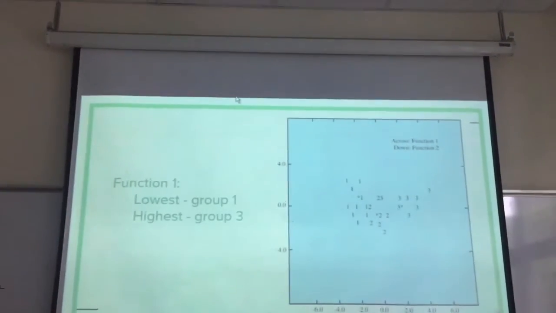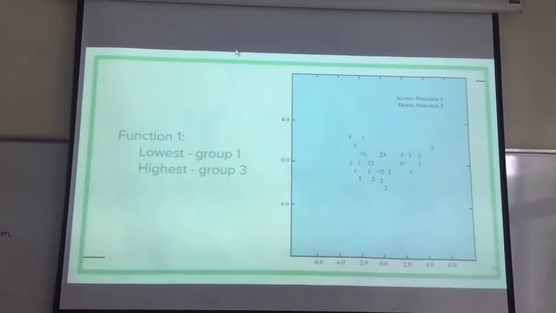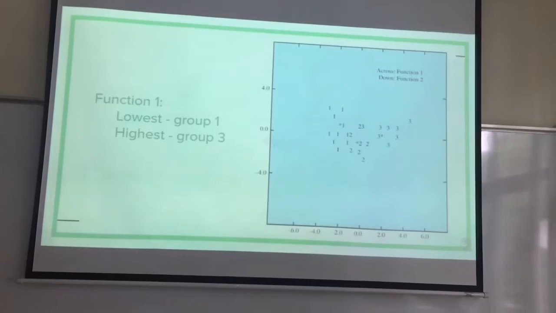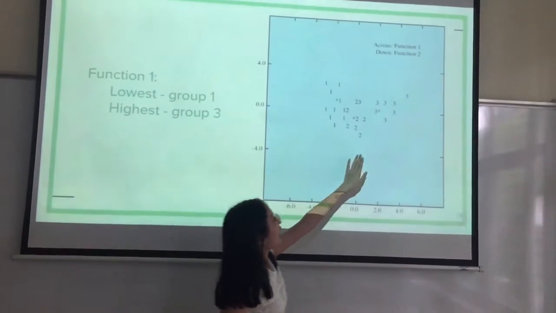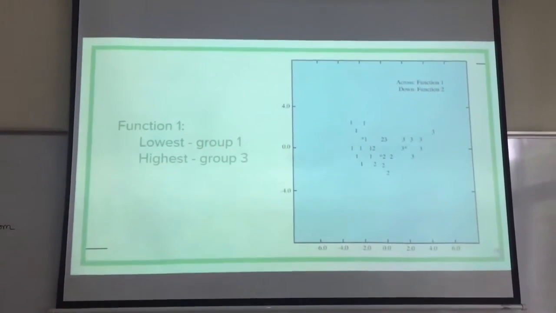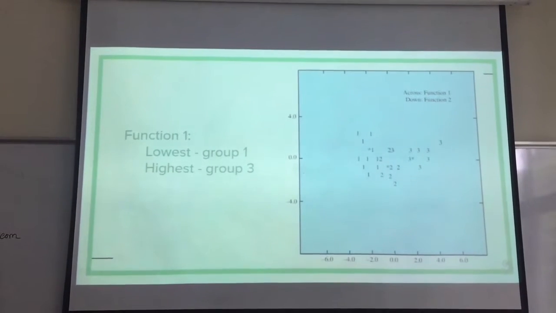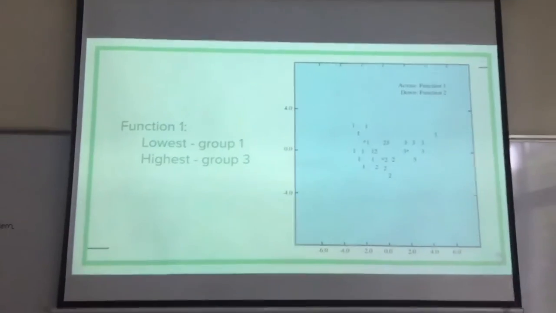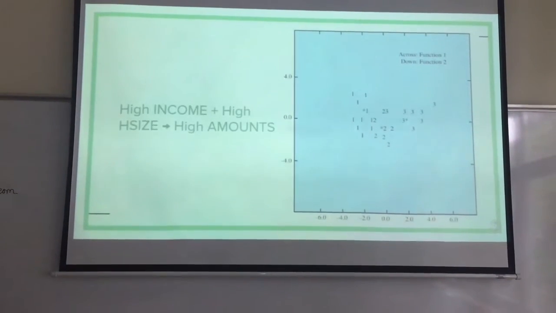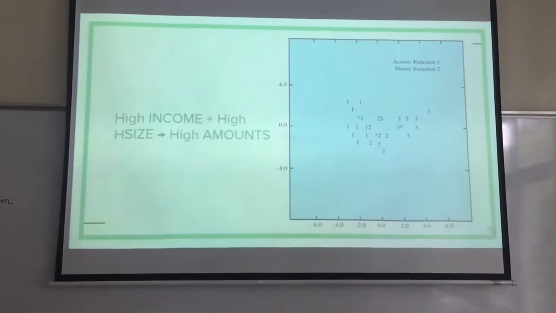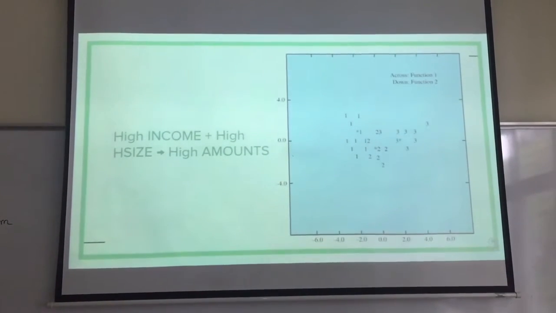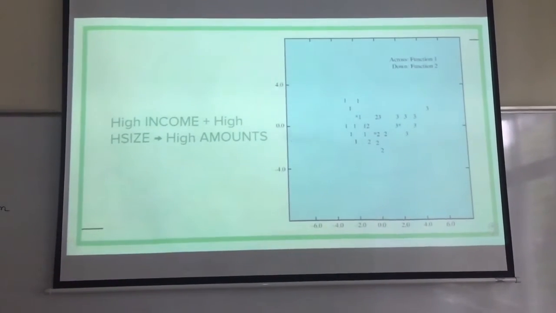And this figure is a scattergram plot of all the groups on function 1 and 2. And it can be seen that group 3 has the highest value. Group 3 is here. Group 3 has the highest value, while group 1 has the lowest value. And because function 1 is primarily associated with income and household size, those with higher incomes and higher household size are likely to spend larger amounts of money on vacation, and vice versa. This interpretation is further strengthened by the examination of group means on income and household size.